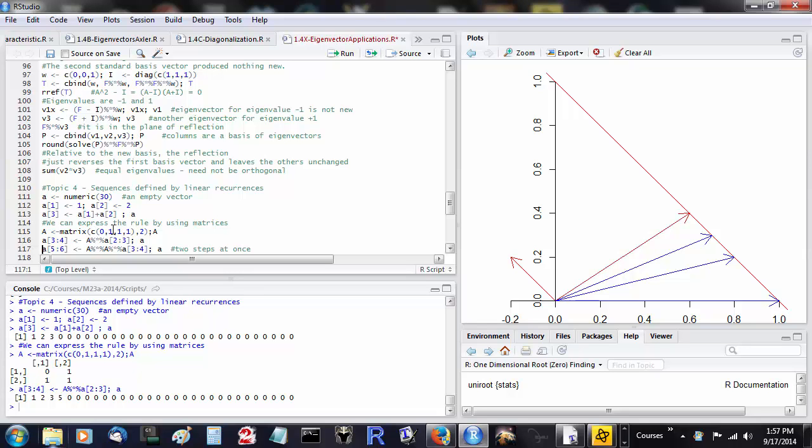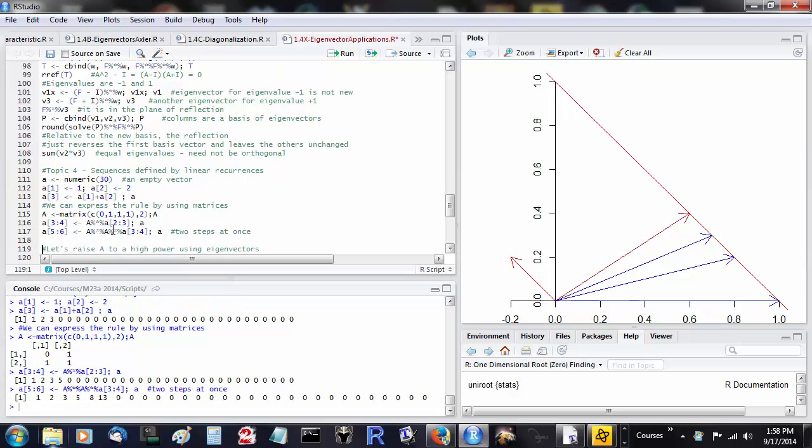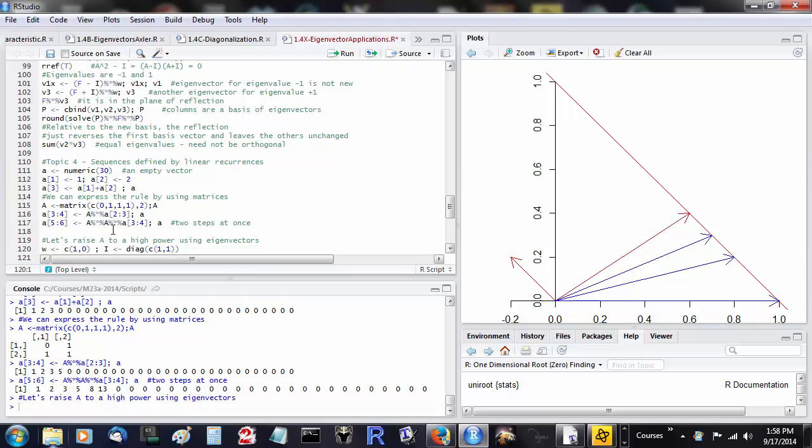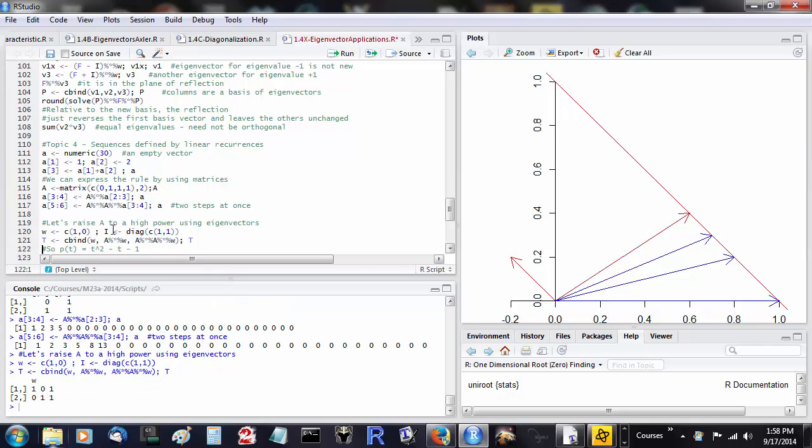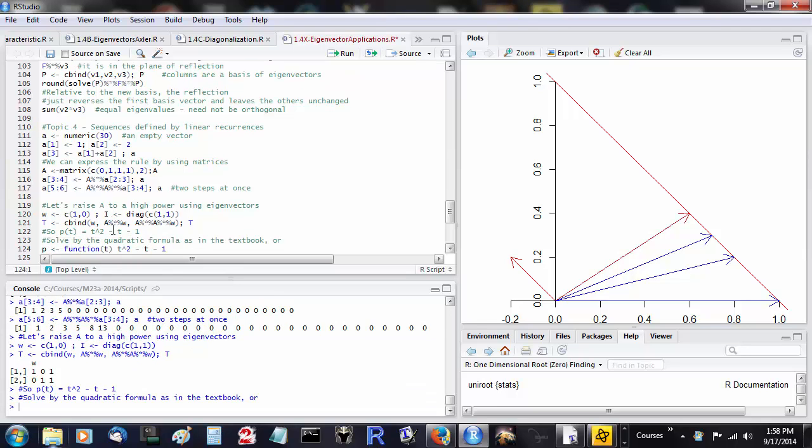If I'm willing to use the square of A, I can do two steps at once and get the next two Fibonacci numbers. But the interesting thing is, let's get Fibonacci numbers way along in the sequence. Let's, for example, try to figure out the 20th Fibonacci number. In order to do that, I have to use eigenvectors. So I'll start with the first standard basis vector, make the matrix T in the usual way, and get the polynomial p of T, which is T squared minus T minus 1, which has been known since the days of Euclid.